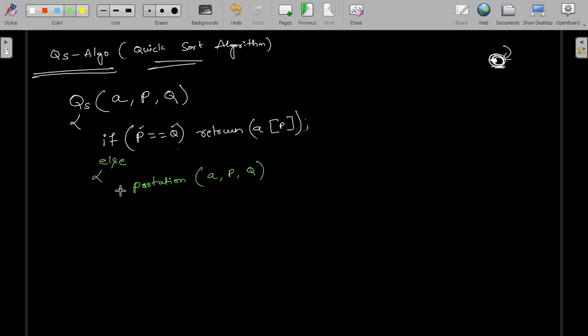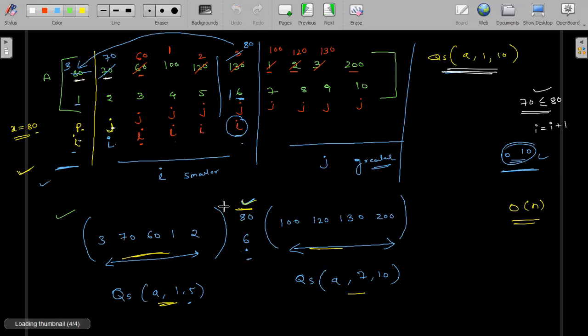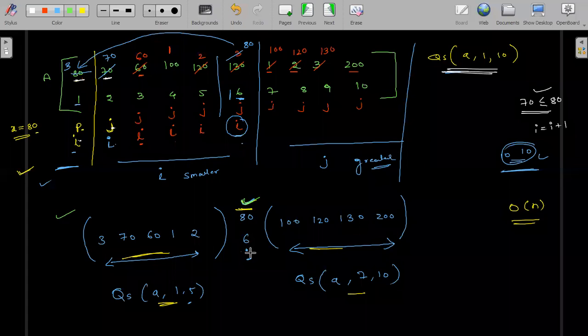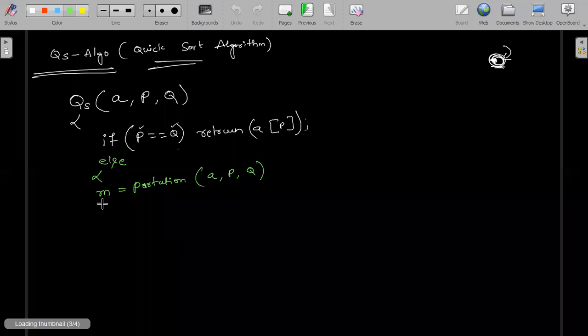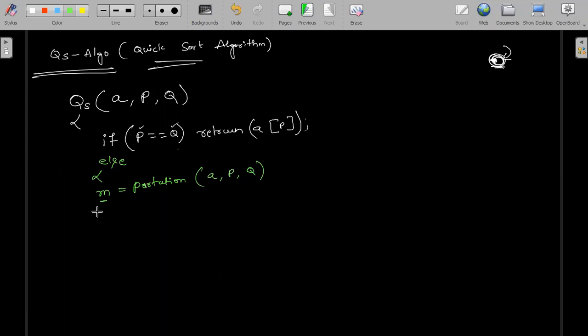Now what will it return? It will return the middle, nothing but the pivot value. I will take it as M. Clear, everyone? So that is exactly what we got. After doing the partition, the array is divided into three parts and we got the middle. I considered index 6, this is the middle element. If I do the partition, you will get the M value.